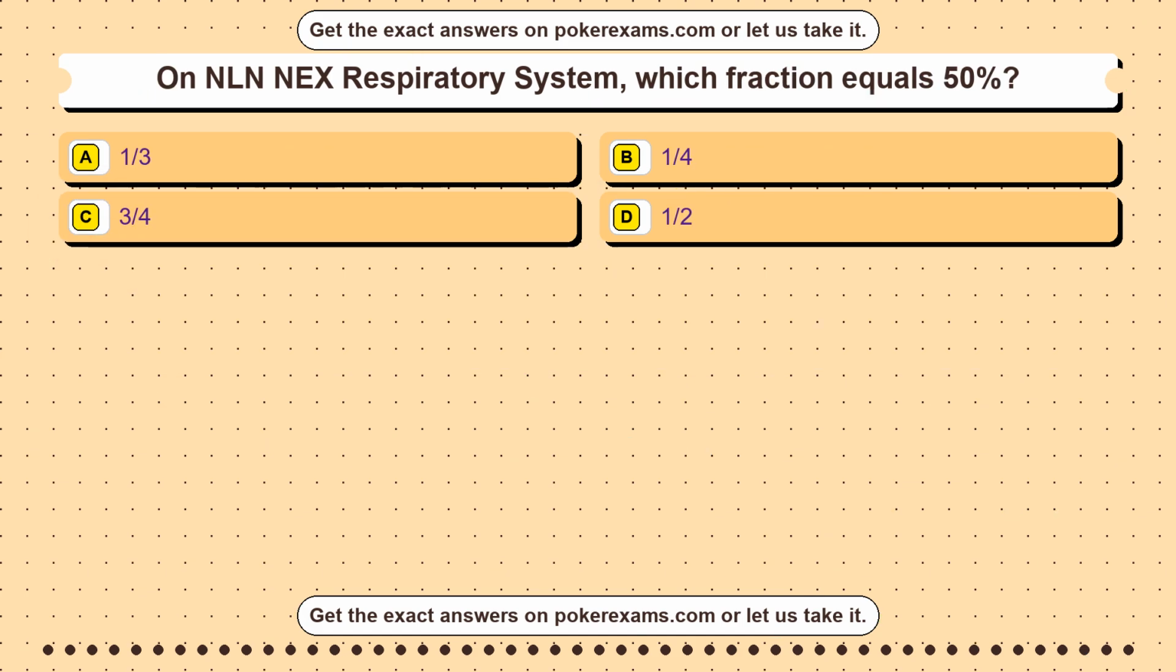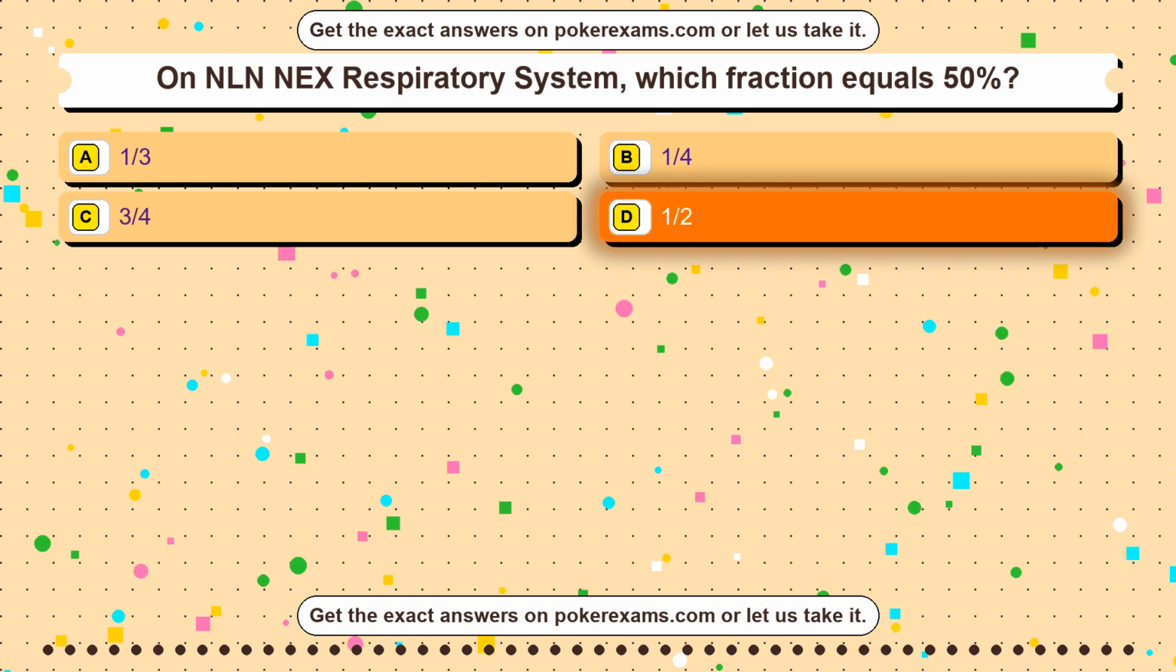Question 14. On GED reading comprehension practice, which term means the result of an experiment can be repeated? Option A biased. Option B ancient. Option C estimated. Option D reliable. The correct answer is option D.